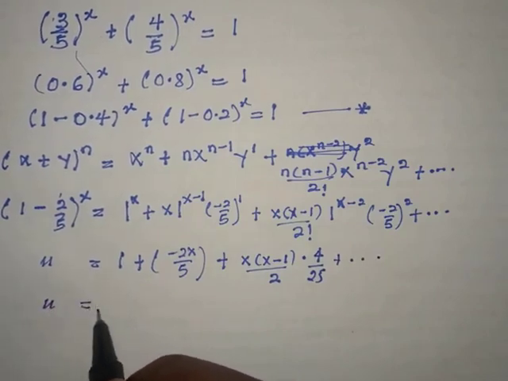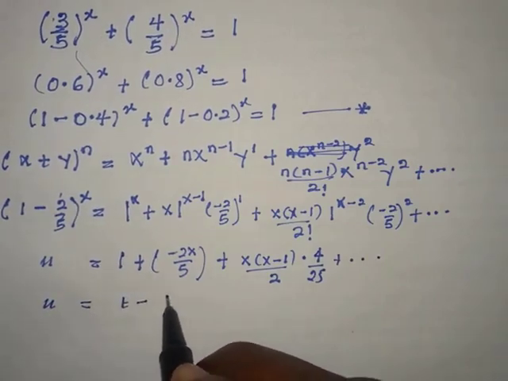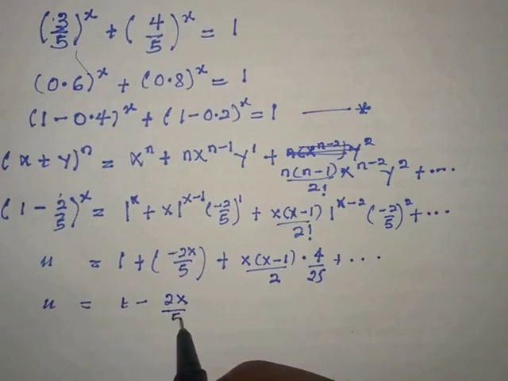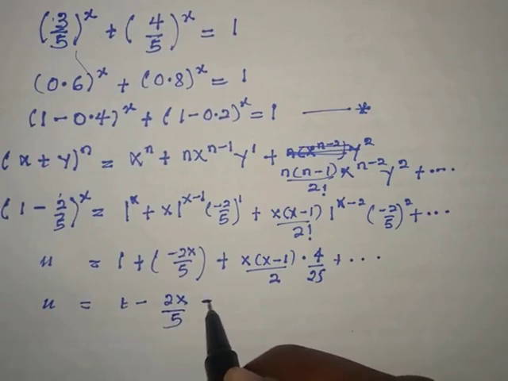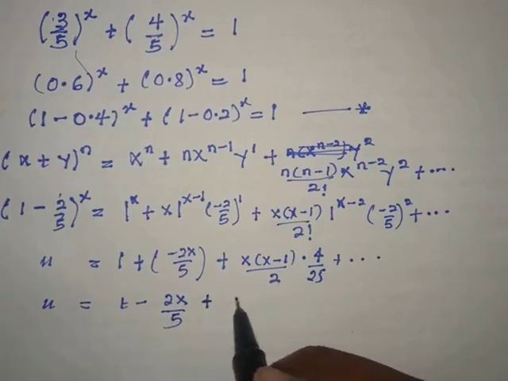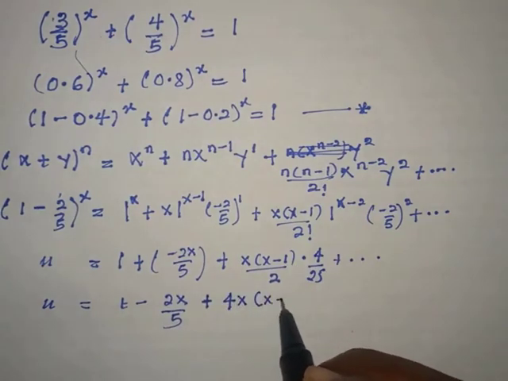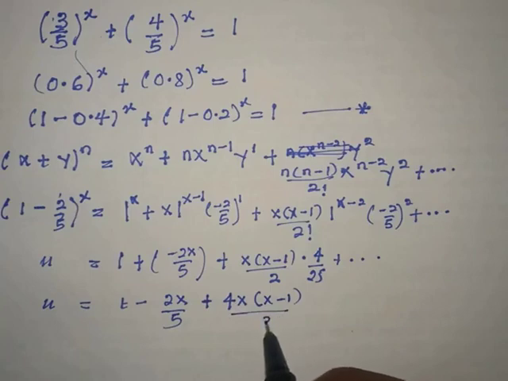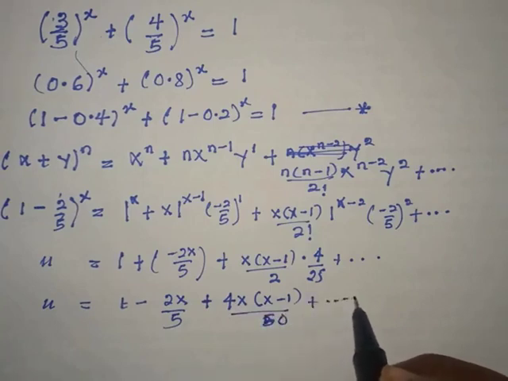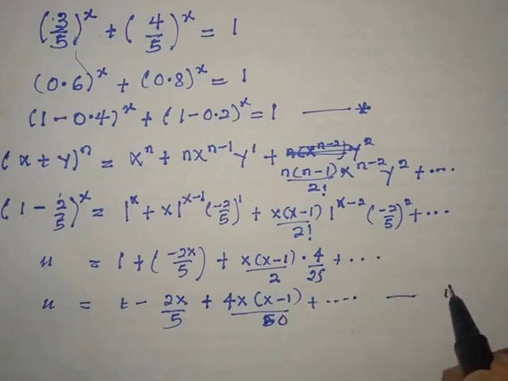So here we are going to have 1 minus 2x upon 5, plus, by multiplying this with this, 4x open bracket x minus 1 divided by 50. So I will start this and call this one equation 1.